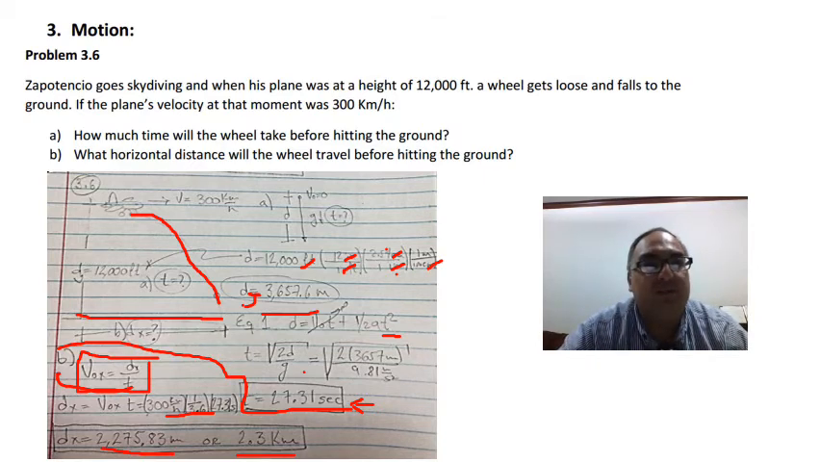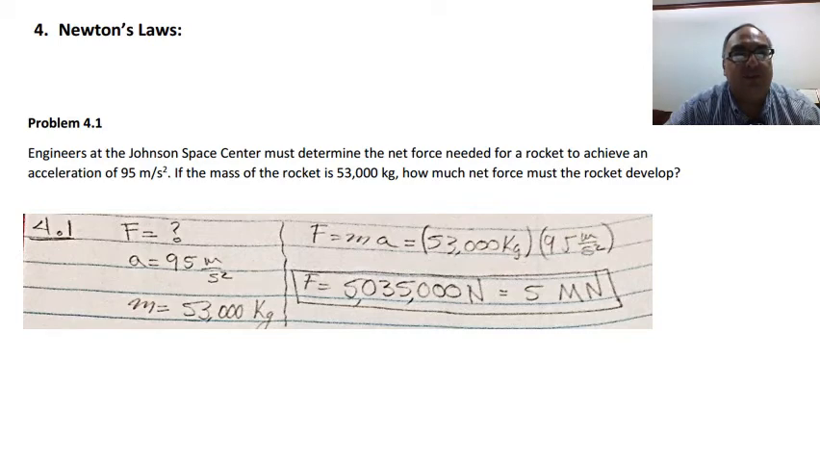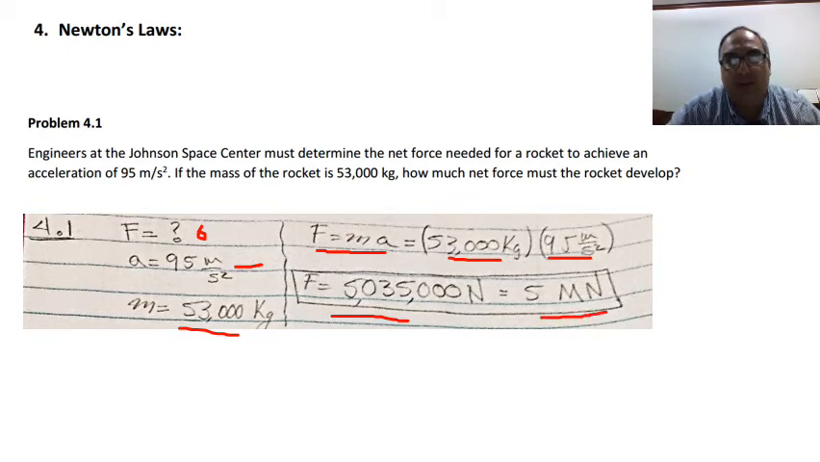So let's go to the next one. This is fairly easy. It's just the application of the formula force equals mass times acceleration. This is a simple Newton's one. They give us what they want to know: the force. They give us the acceleration, and they give us the mass. So we just put the mass and the acceleration, and we end up with this. We get 5 mega newtons. That will be it. This is fairly easy.